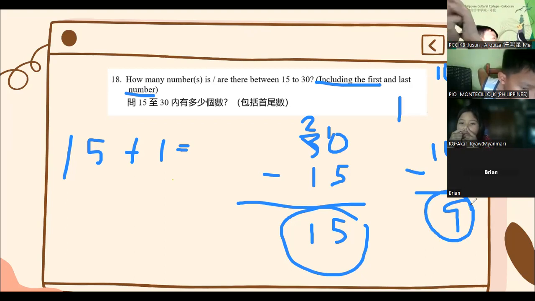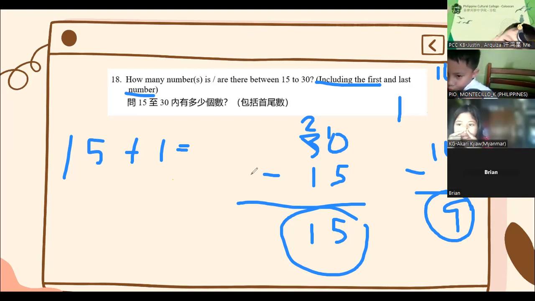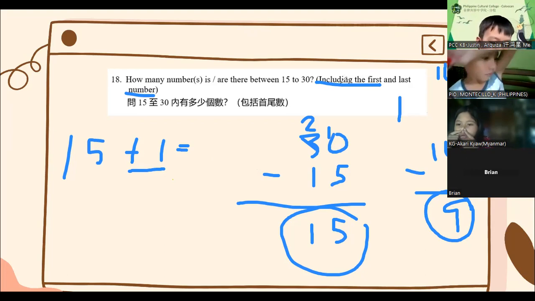So all you have to do to not be tricked about that is to, of course, do the subtraction because it would be easier. And then just do not forget to add 1 if the instruction is you include the first and the last number. Okay? So you need to add the 1.